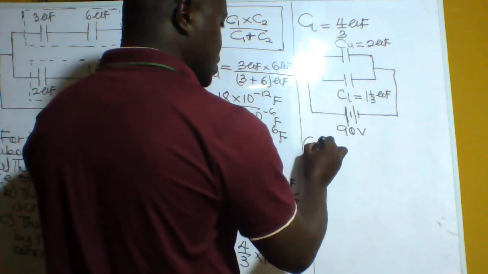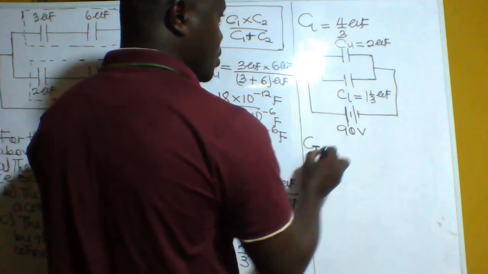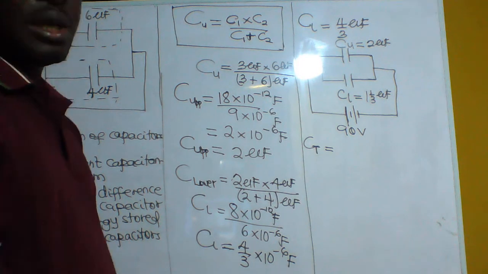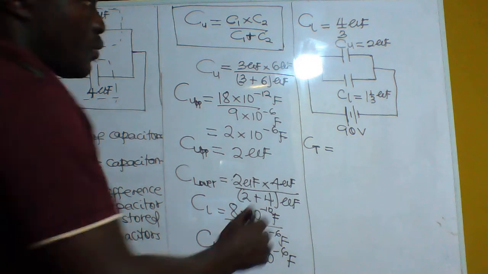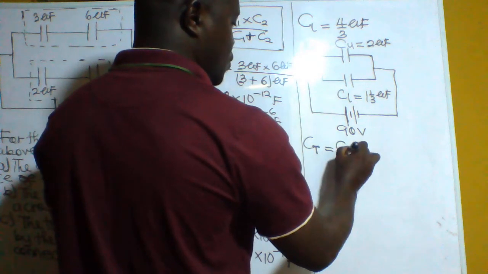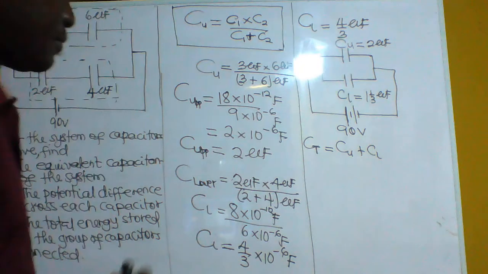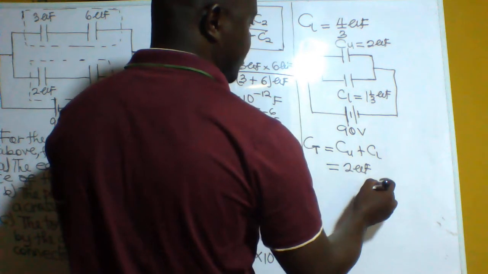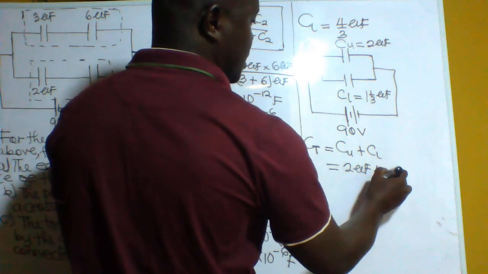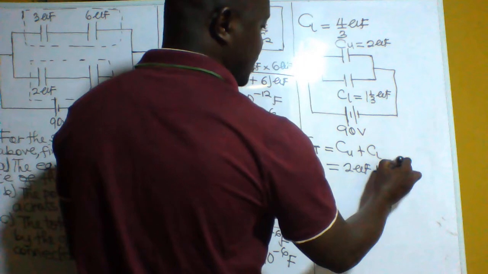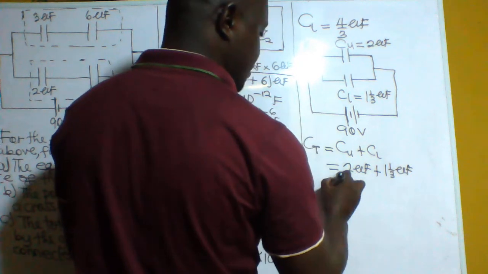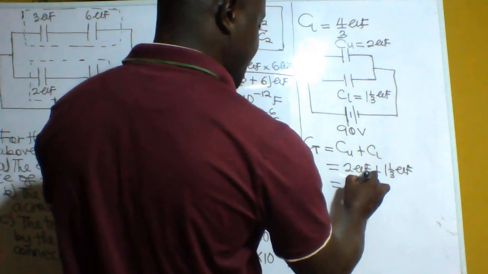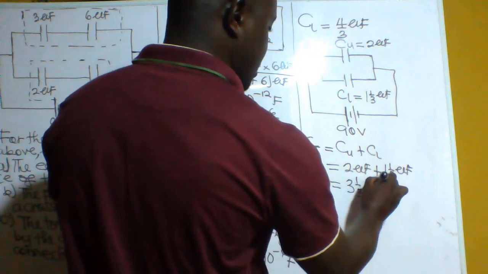Therefore, C total will be equal to, when capacitors are connected in parallel, their total capacitance is the sum of each individual capacitance. So we have Cu plus Cl, which will give us 2 microfarad plus 1 and 1 on 3 microfarad, which is equal to 3 and 1 on 3 microfarad.